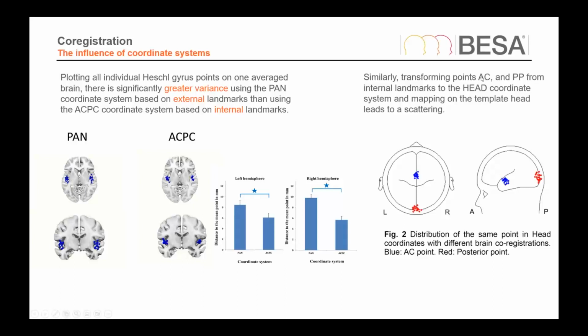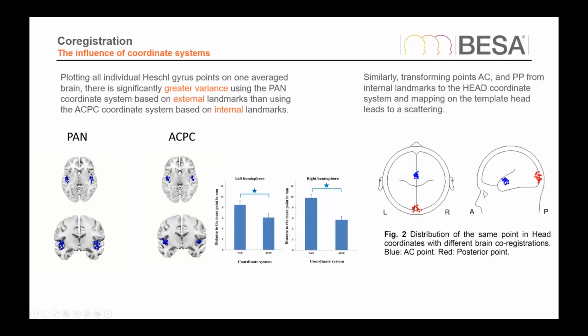And the same thing we can observe if we do it the other way around. So if we take the anterior commissure and posterior points from the internal landmarks to the head coordinate system, and then map them on one template head, we can see the scattering. So again, that shows us the variability in the individual brain anatomy between subjects. The AC point is here the blue scatter cloud, and the posterior point is the red point cloud.